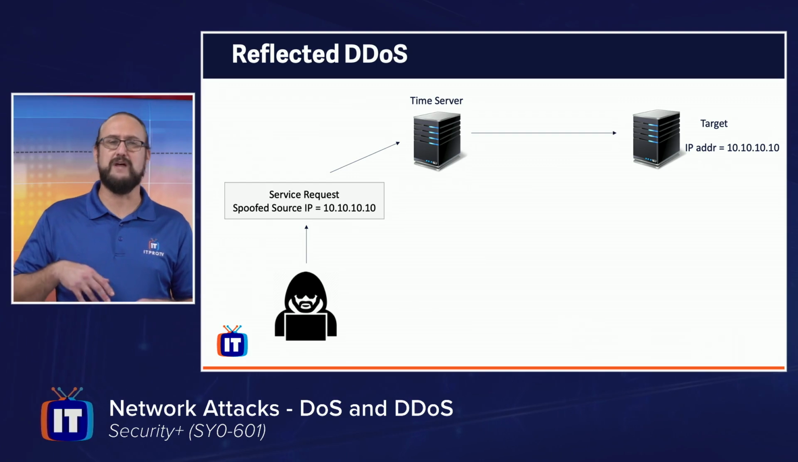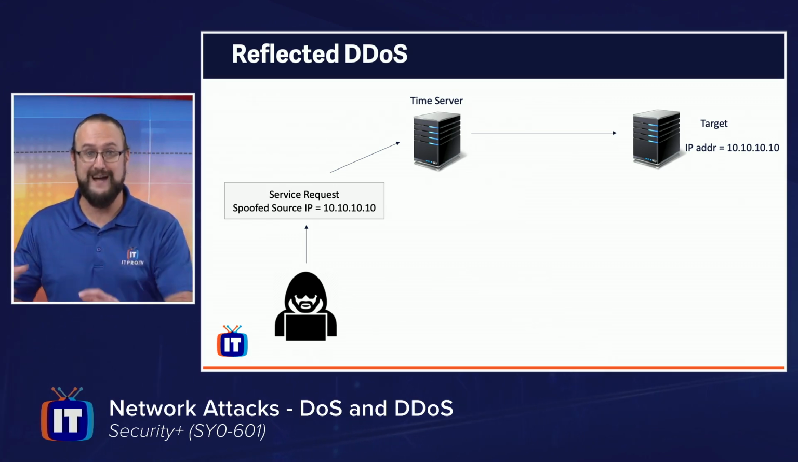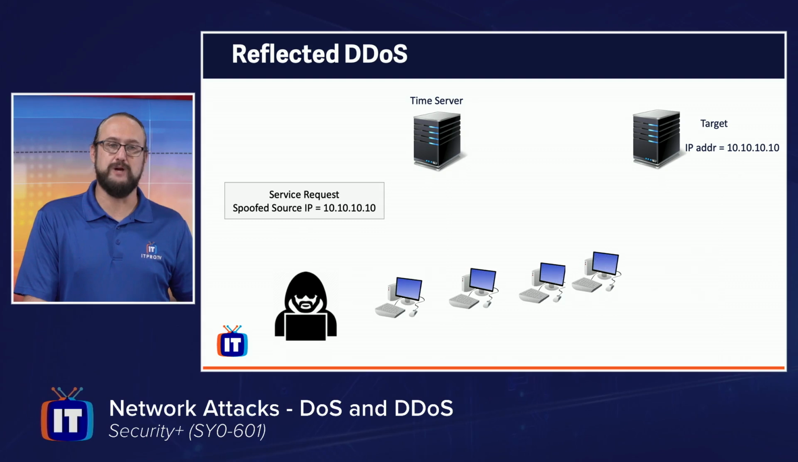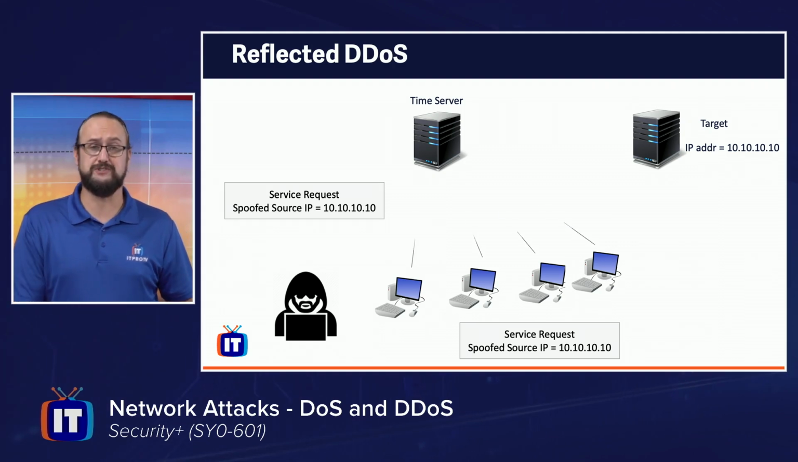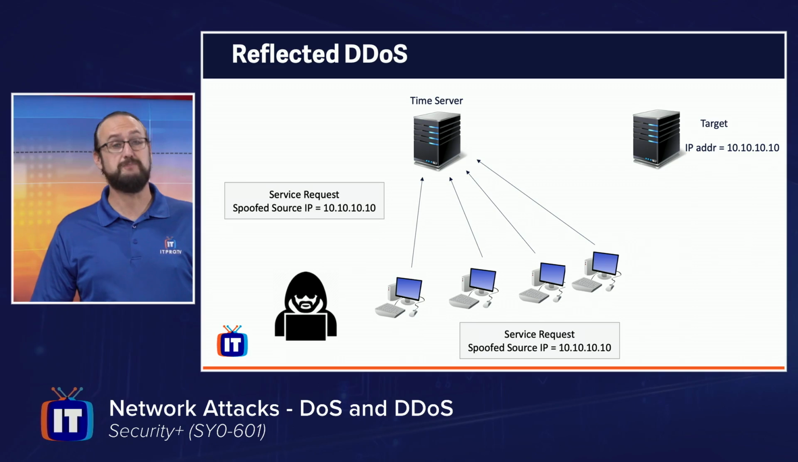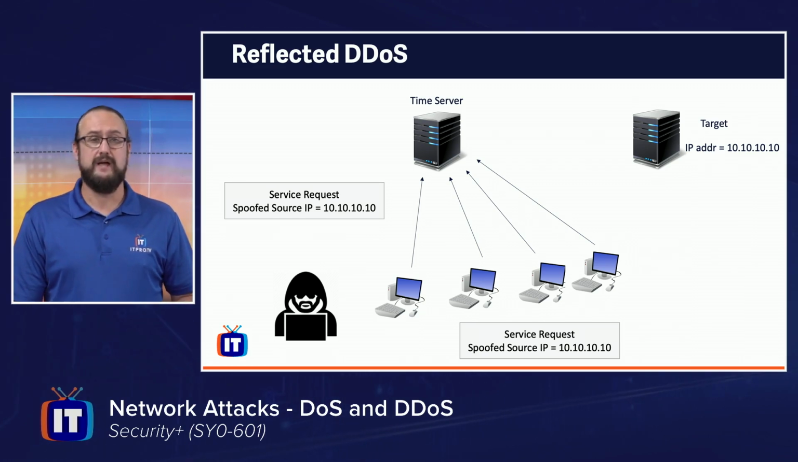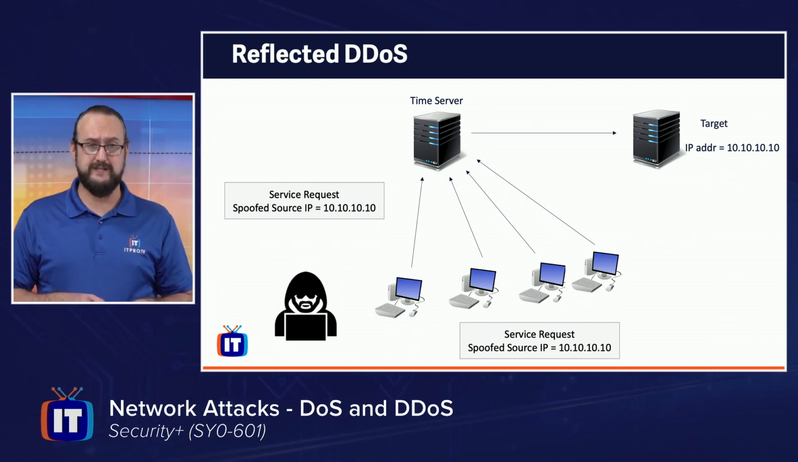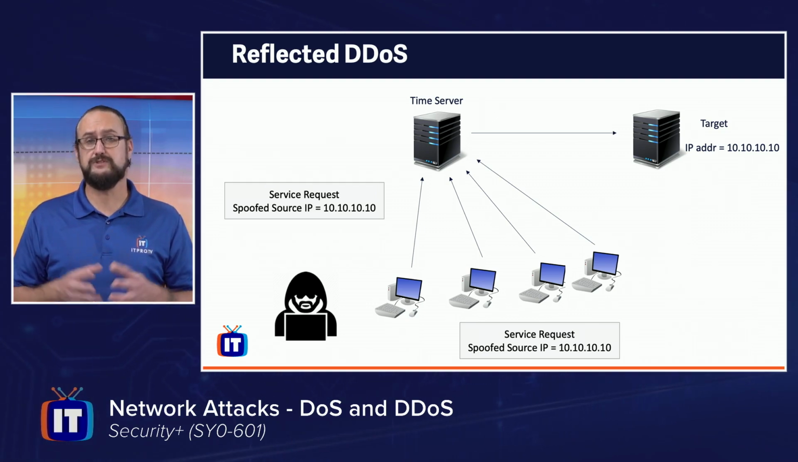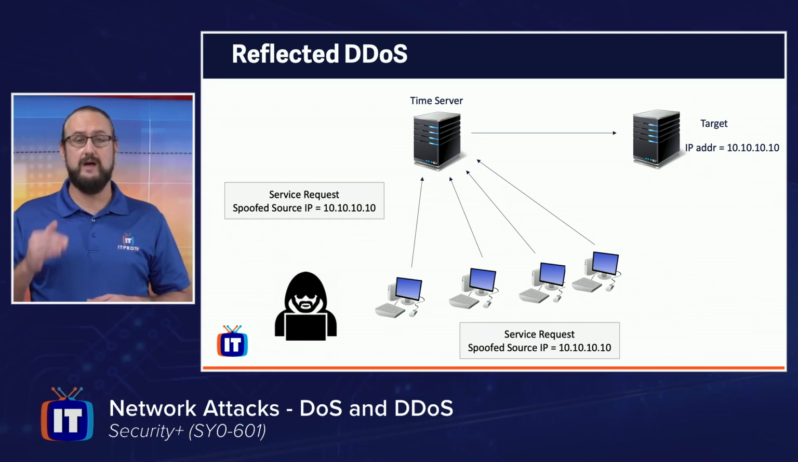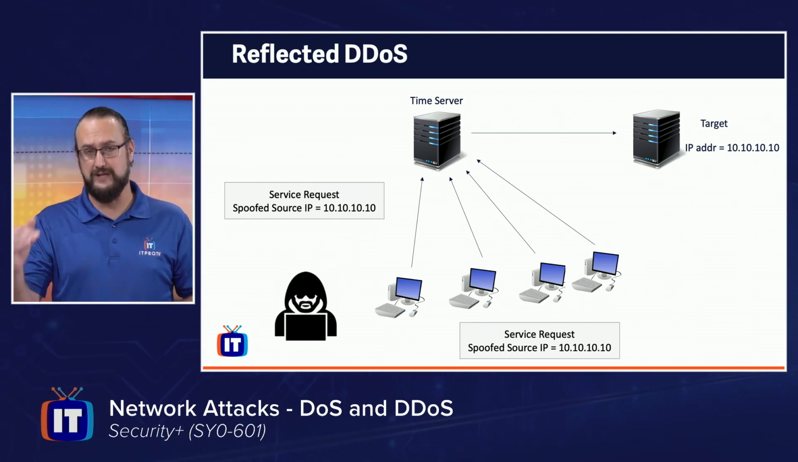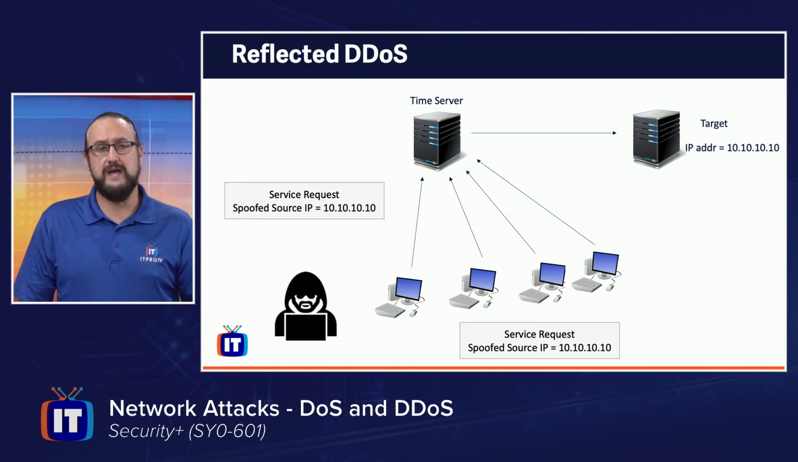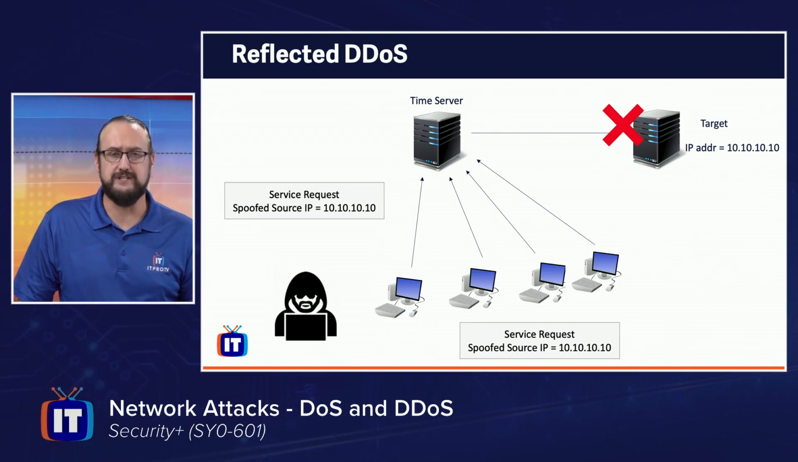But remember, that would be like a reflected denial of service attack, and what we're talking about is we need a lot more power behind this attack. So what we do is we bring in, that's right, that botnet again. And that botnet also sends multiple service requests to the time server with the spoofed IP address of the target, and all of those service requests get sent back to the target. That's why they call it reflected, all right? Again, it's using a spoofed source IP address, and that IP address appears as the target who actually asked for the request.